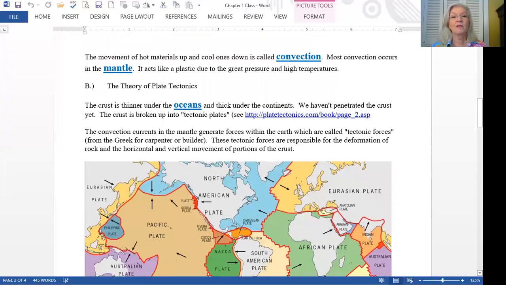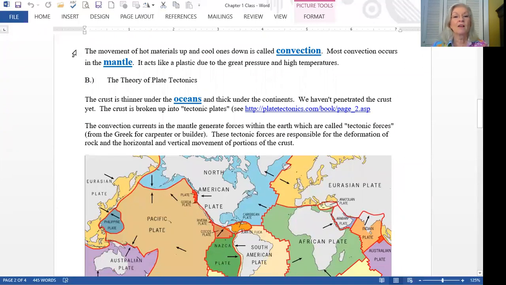All right, so we've moved along. The movement of hot materials up and cool ones down is called convection. I mentioned this earlier when I talked about the movement of the material in the mantle. Most of the convection in the Earth takes place in the mantle, and that brings heat energy up to the surface, which powers things like tectonic plate movement or volcanoes or earthquakes. So those sorts of things get their energy from this movement of those hot materials up from the mantle towards the surface. Now, this movement is tied to our understanding of the theory of tectonic plates.